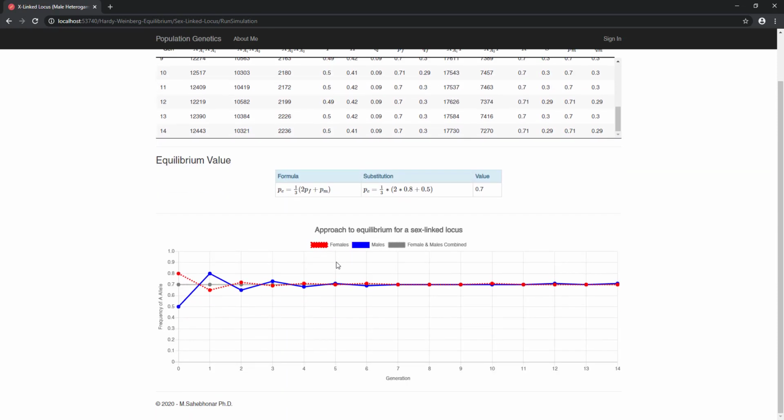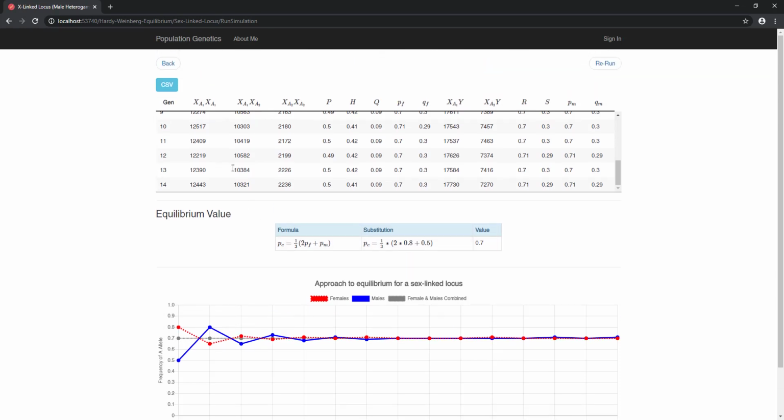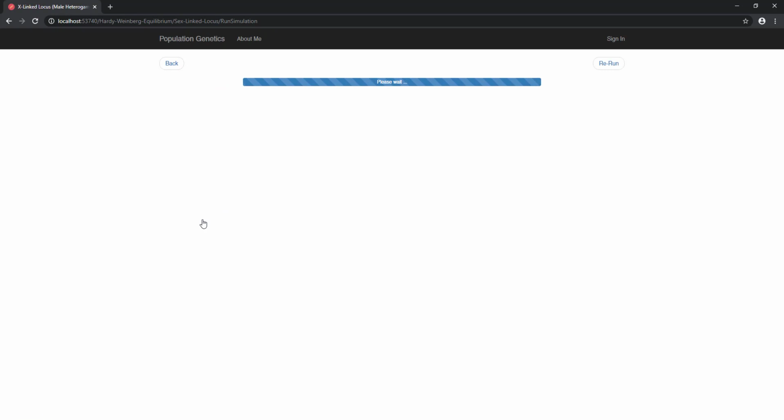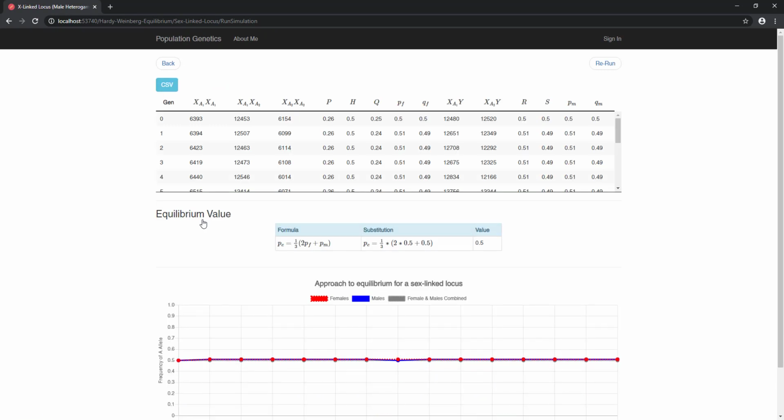If the initial allele frequencies for males and females were the same, the population would be in equilibrium. Let's rerun the simulation, but this time with equal initial allele frequencies for males and females. As the results demonstrate, the population is in equilibrium.